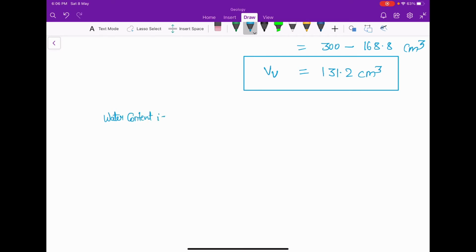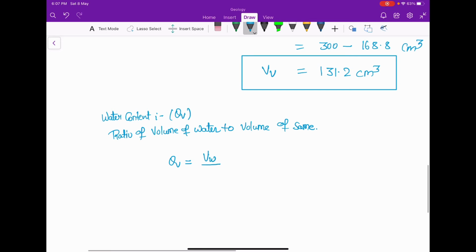So the water content is defined as the ratio of volume of water to the volume of sample, and this is represented by theta V. So theta V is equal to VW, that is volume of water, divided by VT, the total volume of the sample.